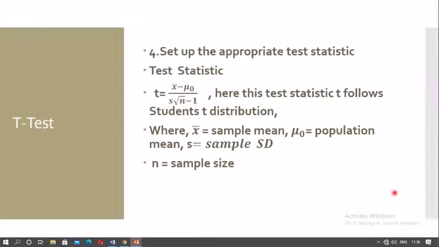The values of all these you will get from the T tables. Now the fourth step is to set an appropriate test statistic. The appropriate test statistic for the t-test is t equal to x bar minus mu naught divided by s into root n minus 1. Here this test statistic t follows a student's t distribution, where x bar is the sample mean, mu naught is the population mean, s is the sample standard deviation, and n is the sample size.